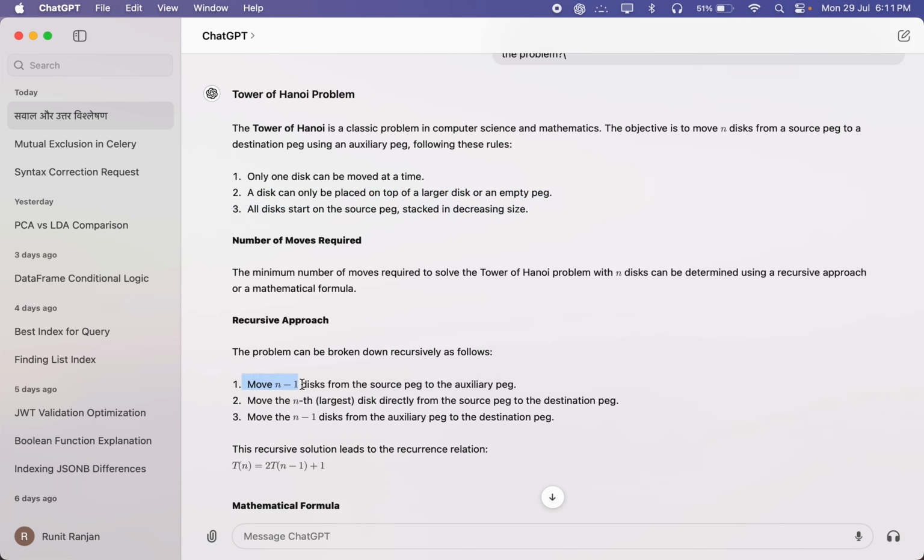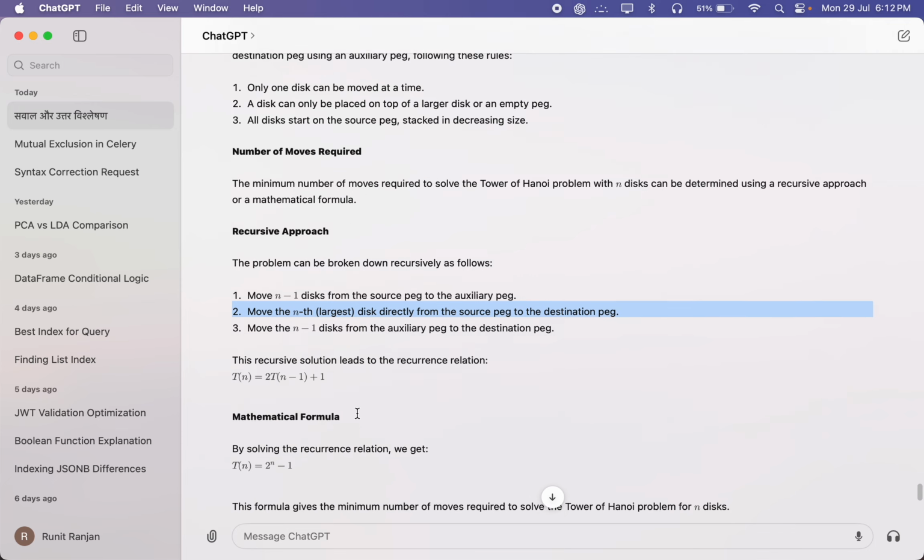So it's saying move n minus 1 disks from your source peg to the auxiliary peg. Move the nth largest disk from the source peg to the destination peg. Move the n minus 1 disks from the auxiliary peg to the destination peg. Oh yeah, it's simple. So n minus 1 plus n minus 1, and then there's also one, right? 2n minus 2 plus 1. So 2n minus 1.